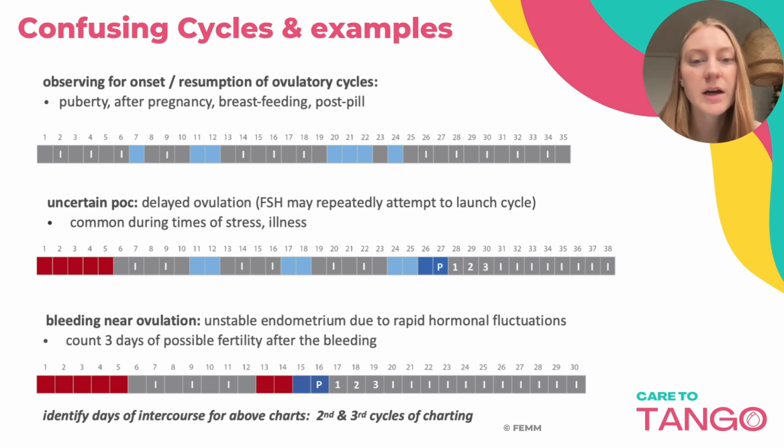The middle chart there kind of resembles what it's like with an irregular long cycle, for example PCOS, and this is giving us an uncertain POC. So we are not really sure where our point of change is, and this is due to delayed ovulation. FSH might repeatedly attempt to launch a cycle, and your ovulation is being pushed. Sometimes this is due to stress, illness, and again, PCOS.